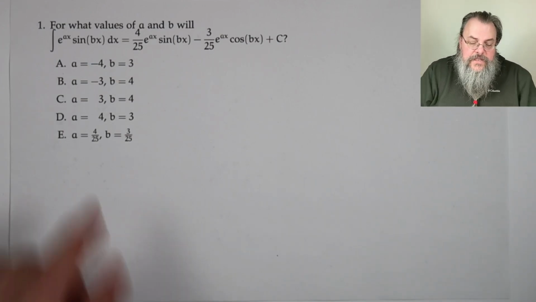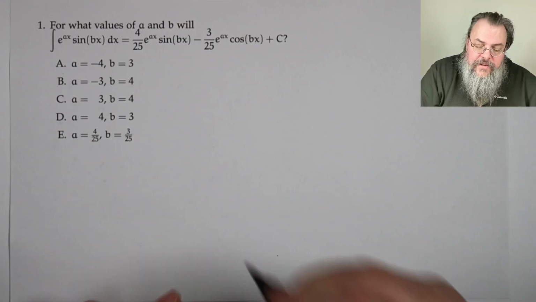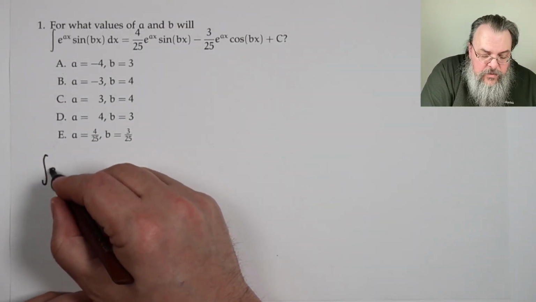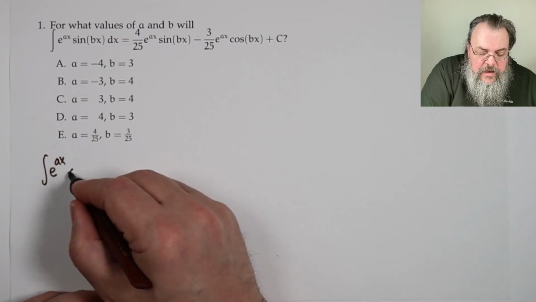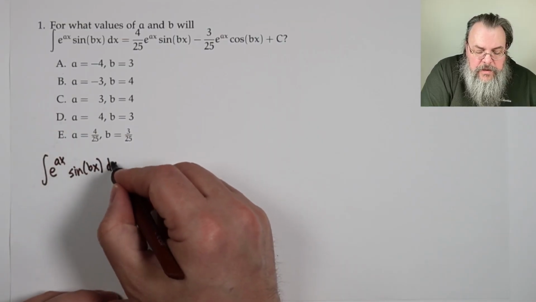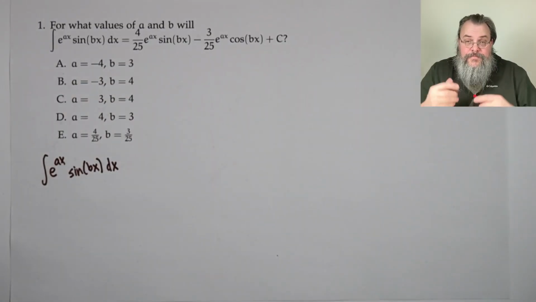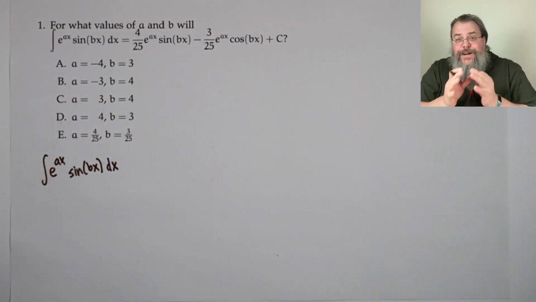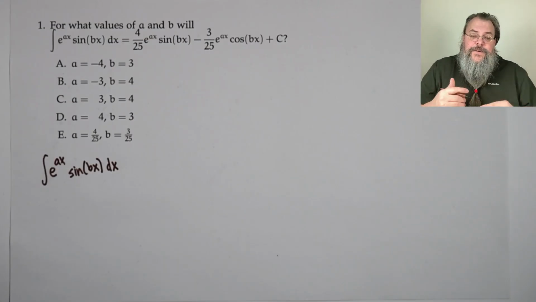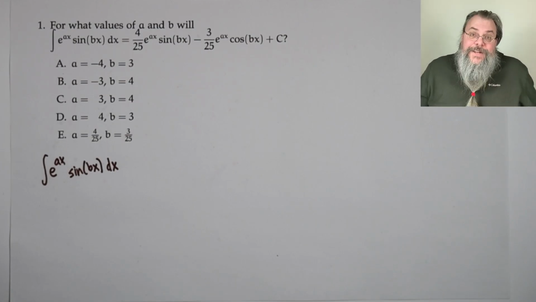Well, let's actually integrate e to the ax sine bx. Now, this is a classic integral problem. And it's a classic because it's an example of when we do integration by parts, and we have this kind of cyclic thing going on. So if you ever see a combination of the exponential function with sine or the exponential function with cosine, what we're about to do is something you're going to see again.